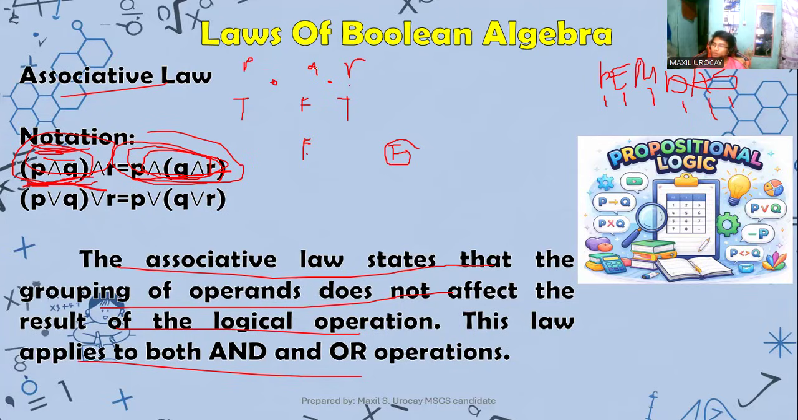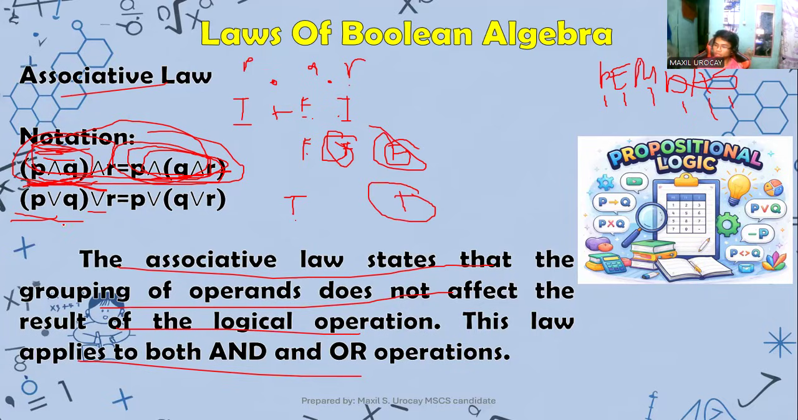Now, Q times R first. False times true will be false. So this is the result for Q times R. Multiply that with P: true times false will be false. So they are equal to each other. That's why that is associative. The same with OR, for plus. P or Q, true plus false, will become true. Then plus R, true plus true will be true. So the result is true.